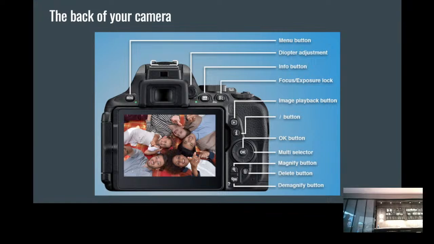But this diameter adjustment is the same thing like when you go to the eye doctor and they say A or B, 1 or 2. The diameter adjustment as you turn the wheel one way or the other will make the image in the viewfinder look clearer or more blurry.